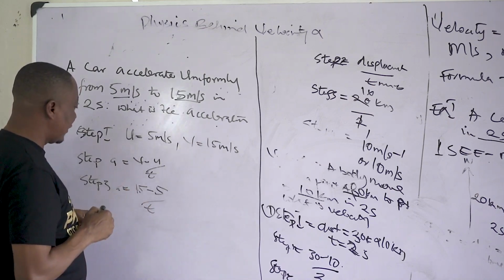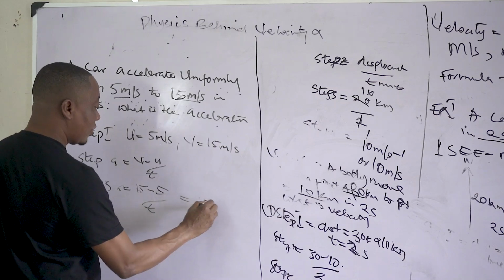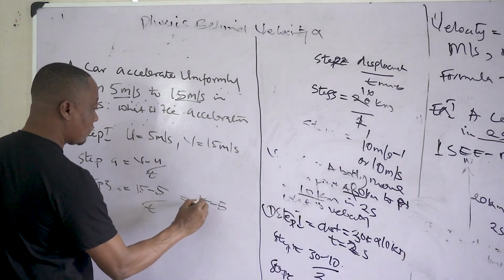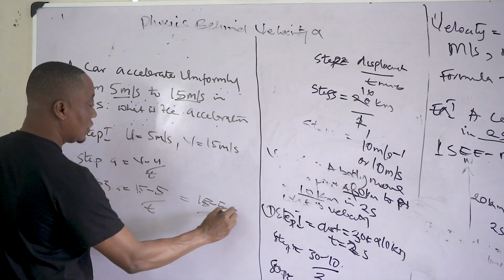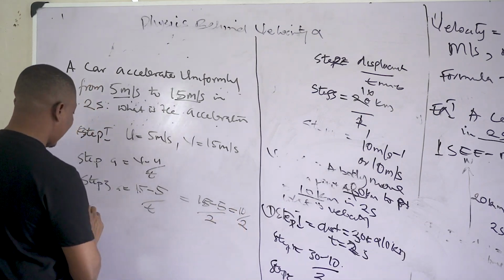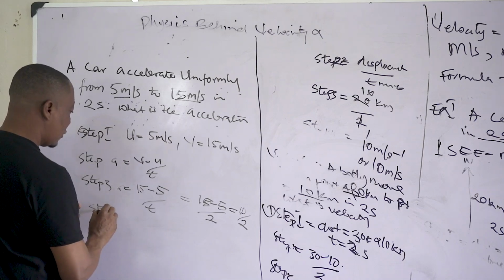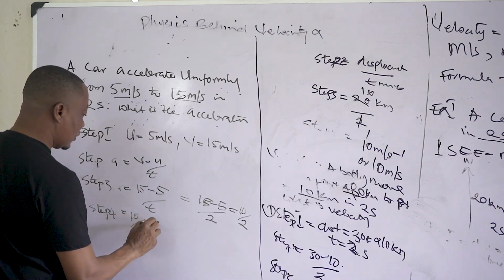That is step 3. In step 4, we solve it, which is 15 minus 5 all over, what is the time? 2. This is equals to 10 over 2. So step 4 is 10 over 2. 2 cancels the same 1 into this 5.